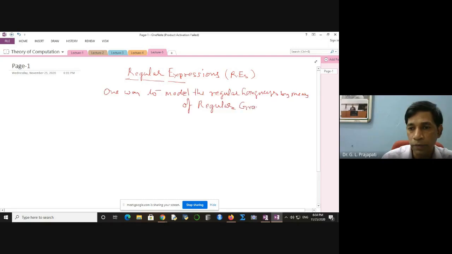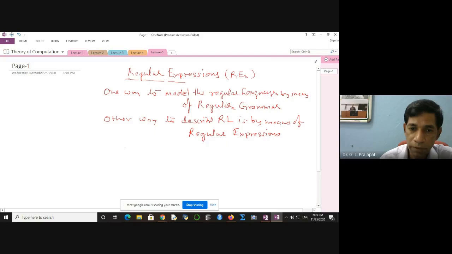So with the help of the regular grammar, we can describe the structure of the regular languages. And similarly, another way to describe the regular languages is with the help of the regular expression. You might have seen in the regular languages, like you have the regular language (a, b) Kleene star. So (a, b) Kleene star denotes what? This is the set of all possible strings of length 0, length 1, length 2, and so on. So this is the regular language.